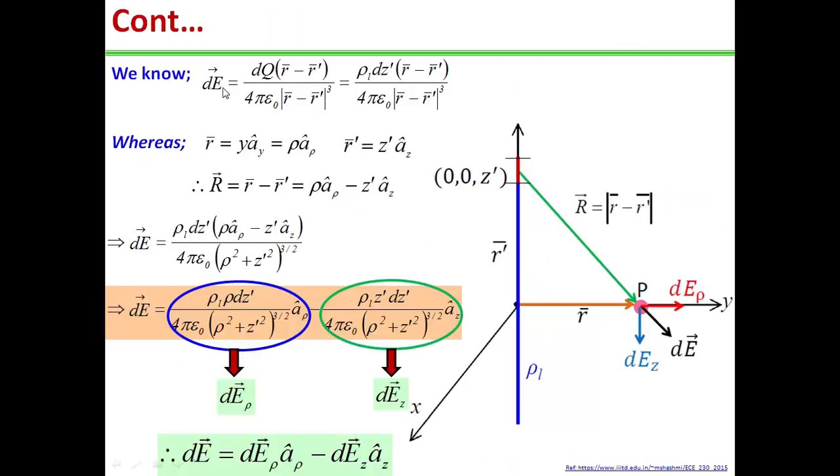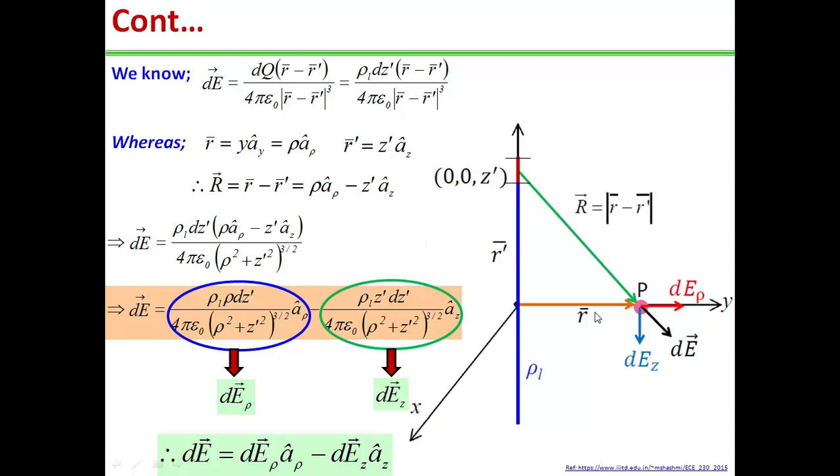So the incremental electric field due to the incremental charge dq can be written as dE is equal to dq (r minus r') divided by 4 pi epsilon naught times the cube of the magnitude of r minus r', and dq is basically the incremental charge due to the line charge distribution along the z-axis. So this will be equal to rho L dz'. So the incremental electric field will be rho L dz' (r minus r') divided by 4 pi epsilon naught times the cube of the magnitude of r minus r'.